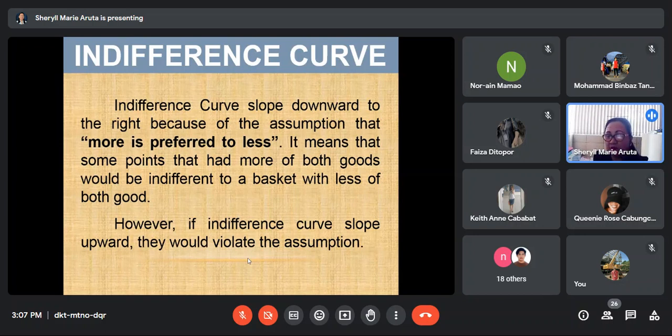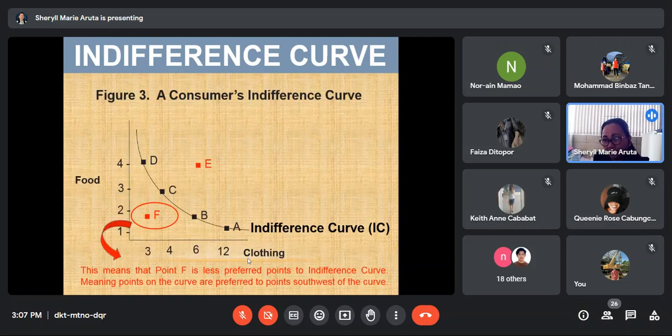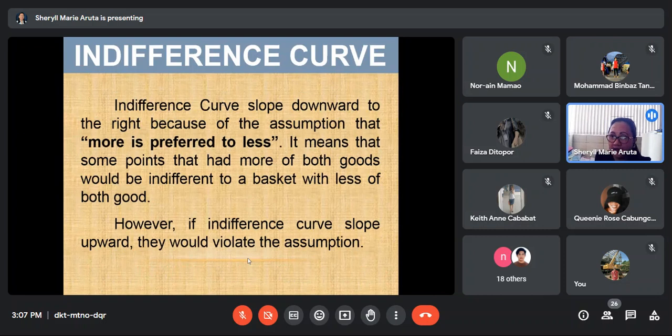So that means, to be safe with our decision, all the points lying in the indifference curve are the possible combinations where we can experience satisfaction, considering our income and the price available in the market. So all the points that had more of both goods would be indifferent to a basket with less of both goods. If the indifference curve slopes upward, that's another story, no? It's the violation of the assumption.